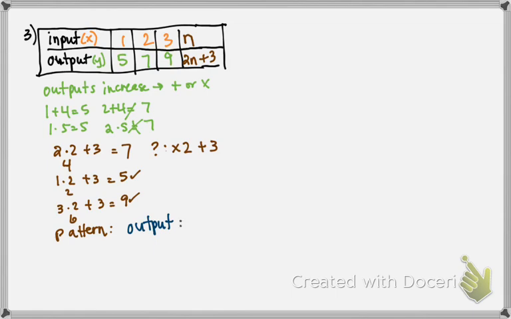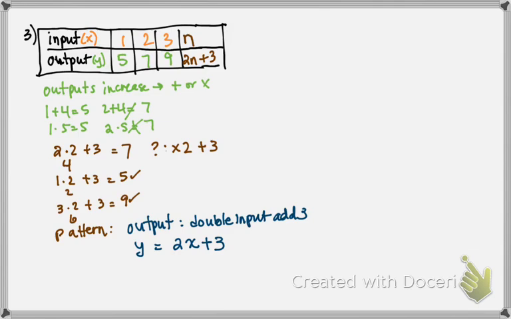I had to take my number and I multiplied it by 2, and then I added 3, okay? So I double my input. Let me try this again. Double input, add 3. So this would be y equals 2x plus 3.